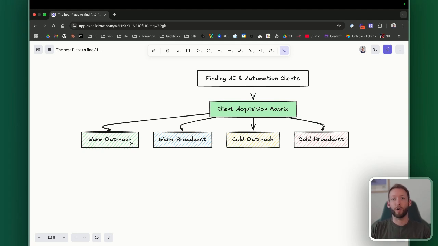So cold broadcast is a really good channel if you understand your customer persona. But in this early stage, if you're setting up an AI automation business, you might not have niched down yet, and you might not understand exactly who you're trying to contact, and therefore spend a lot of money if you go down the cold broadcast route.